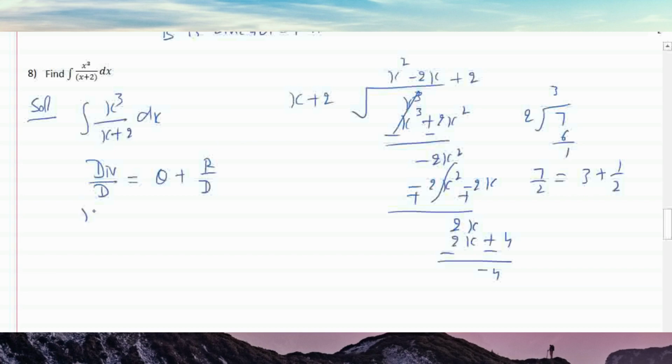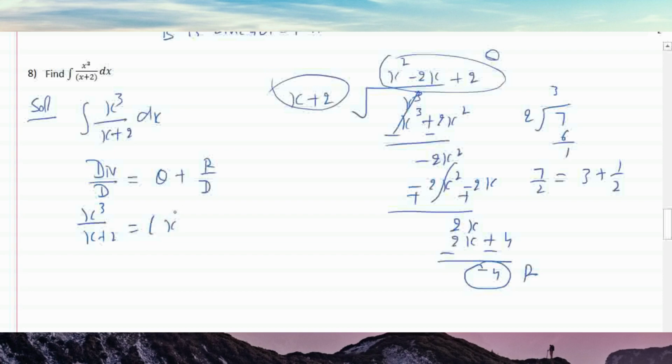What does it mean? That x cube upon x plus 2 is nothing but the quotient q plus the remainder r over the divisor. So you can write here, children, x square minus 2x plus 2, plus what is the remainder? 4. What is divisor? x plus 2. Do nothing now. If you want to integrate, just integrate now.